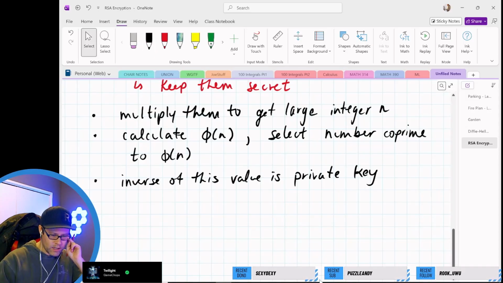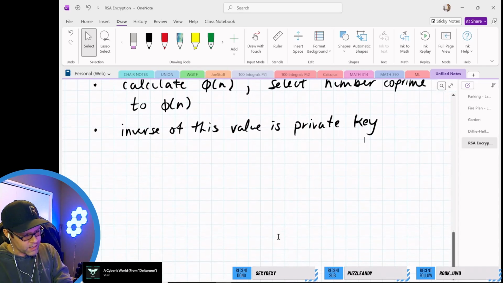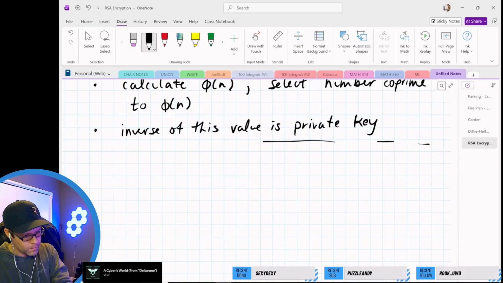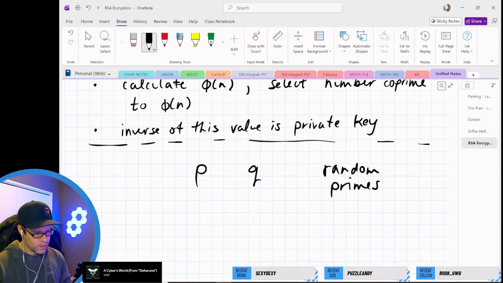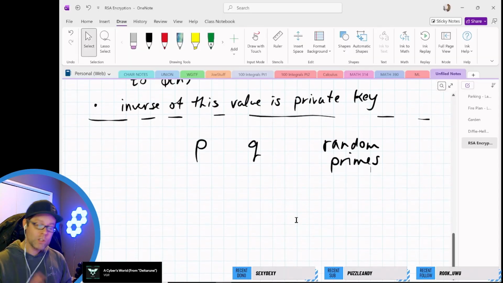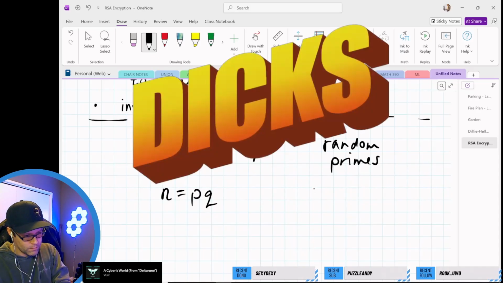Okay, so let's start visualizing what this looks like in a picture. Basically, we're going to start with P and Q. Okay, so these are our random prime numbers. We are going to go ahead and multiply those numbers together to get a really, really big integer.